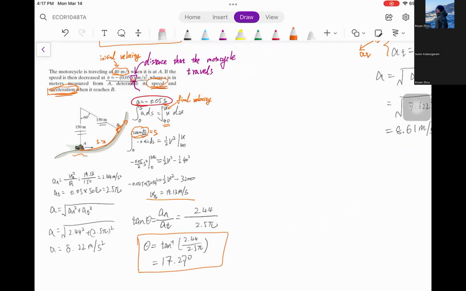About the significant figures, it doesn't really matter. Yeah, so it doesn't matter.